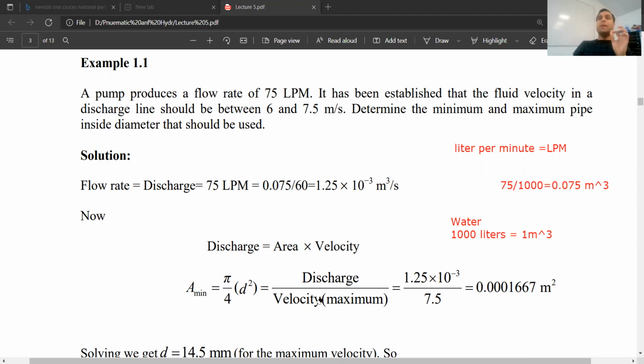Now I want to find the minimum area, and I want to be safe. For the minimum area here, I want to use the maximum velocity. The maximum velocity is 7.5. So I will use the velocity of 7.5, and that will give me a minimum area. I already have the discharge from here, and the velocity is in SI unit 7.5, and this will give me an answer in an SI unit, meter square.